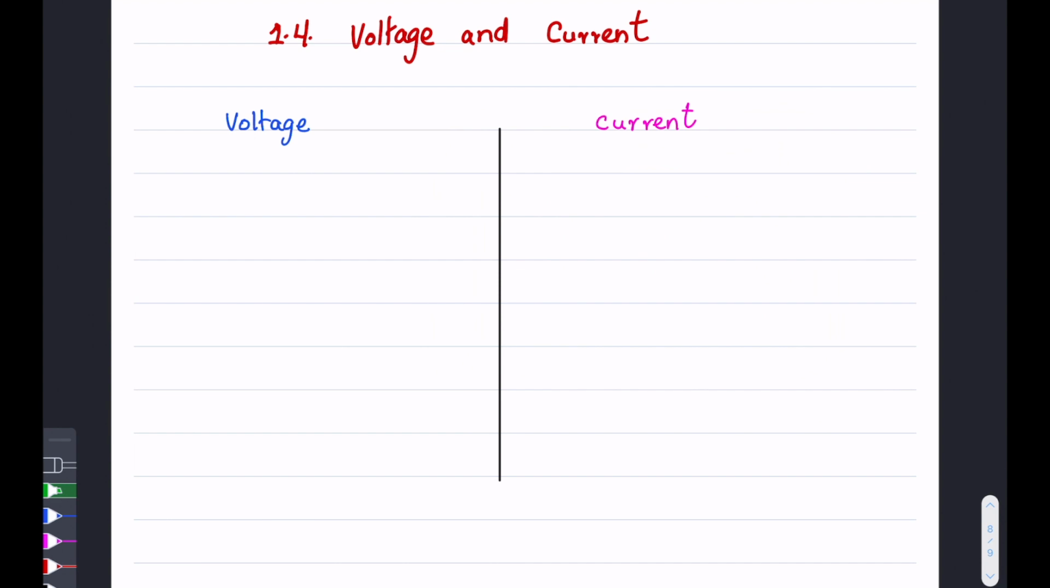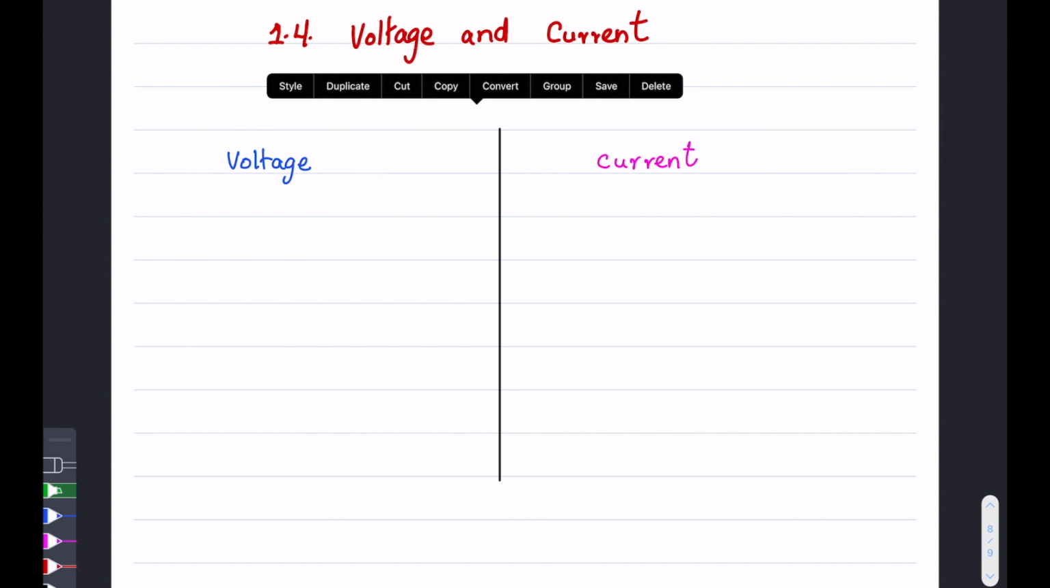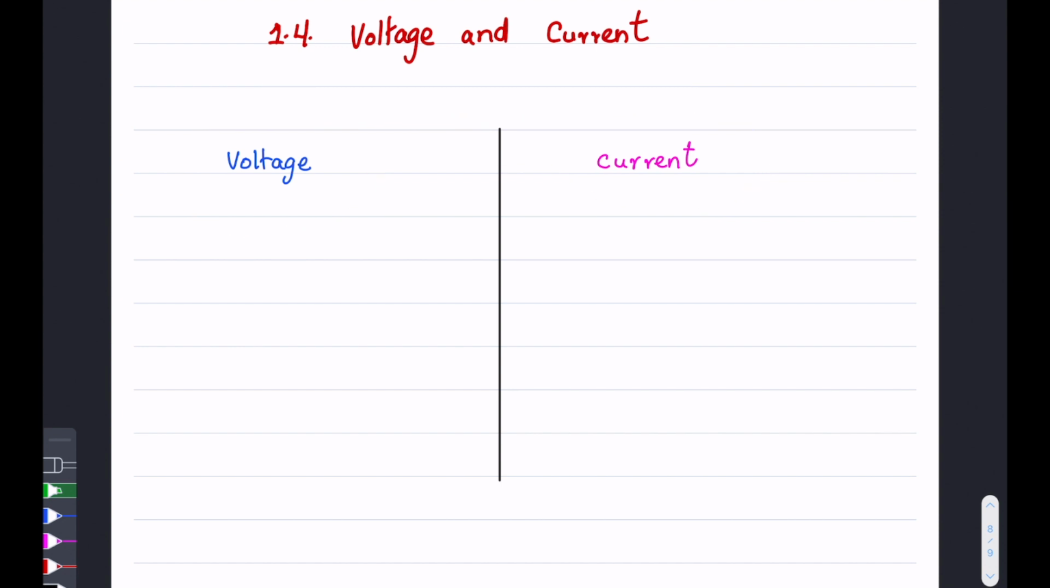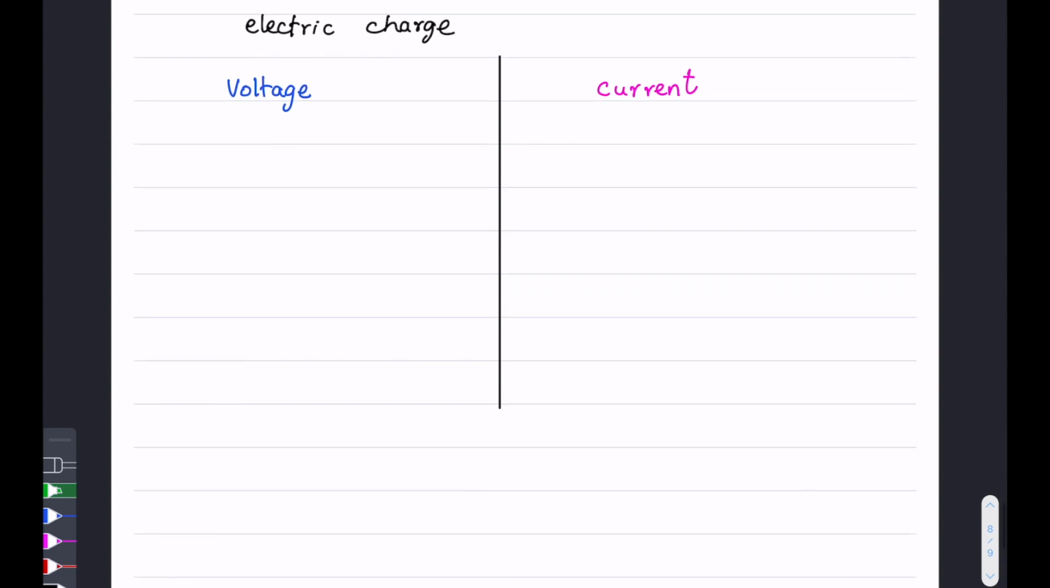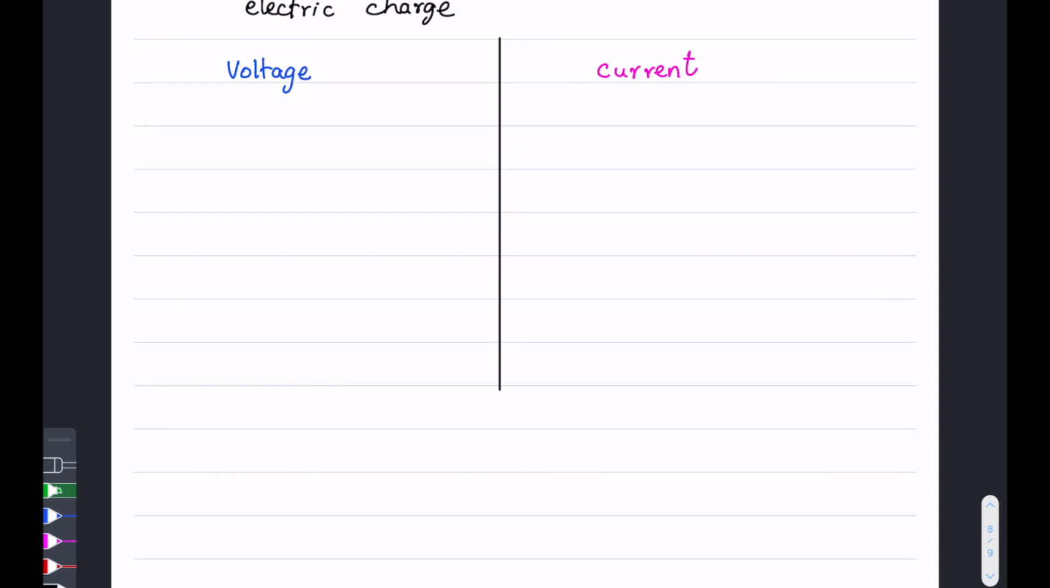Now, what is important is that both of these phenomena are artifacts or characteristics of an underlying aspect, which is electric charge. So both voltage and current are artifacts or characteristics of electric charge. Okay, so let's look at their definitions and their physical interpretations.